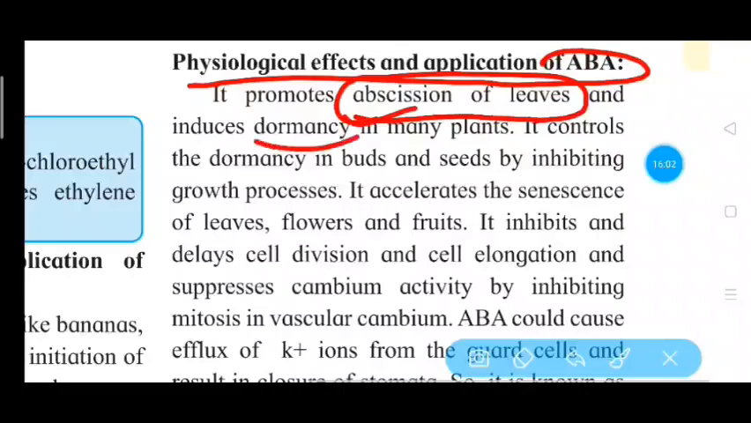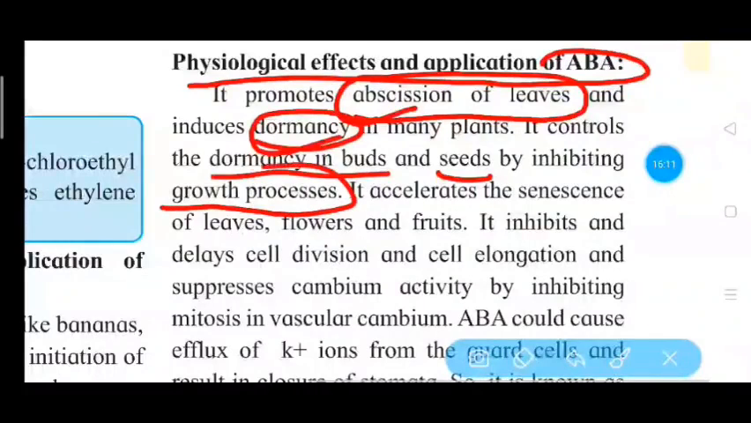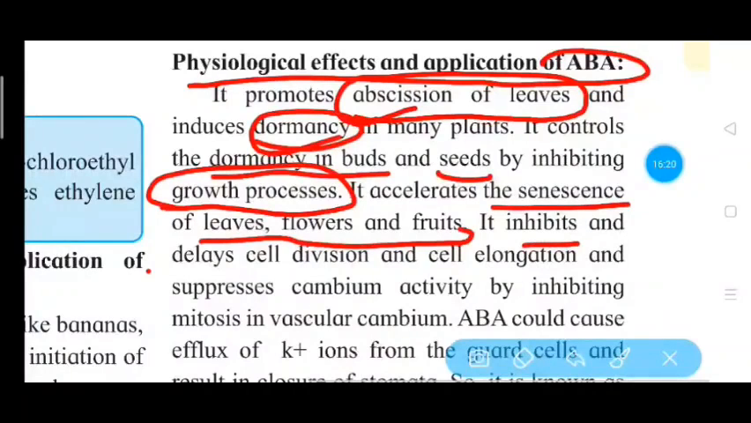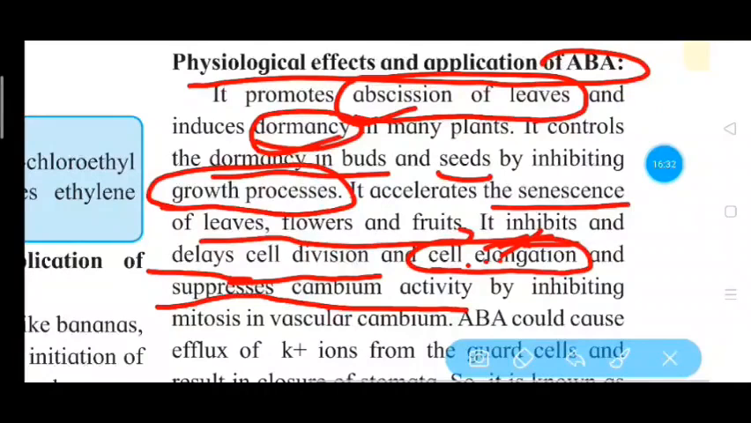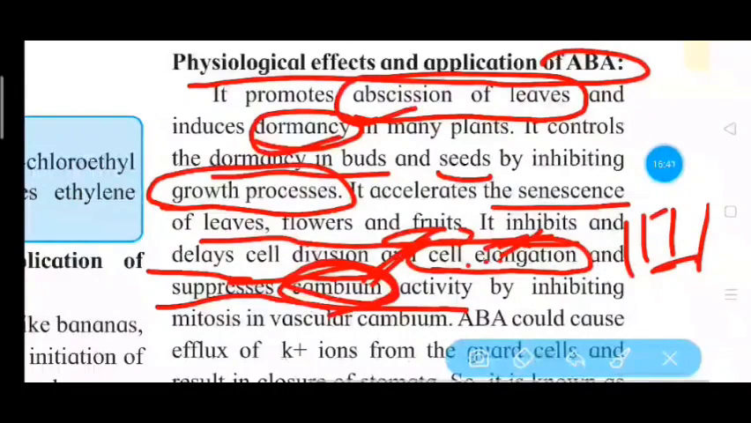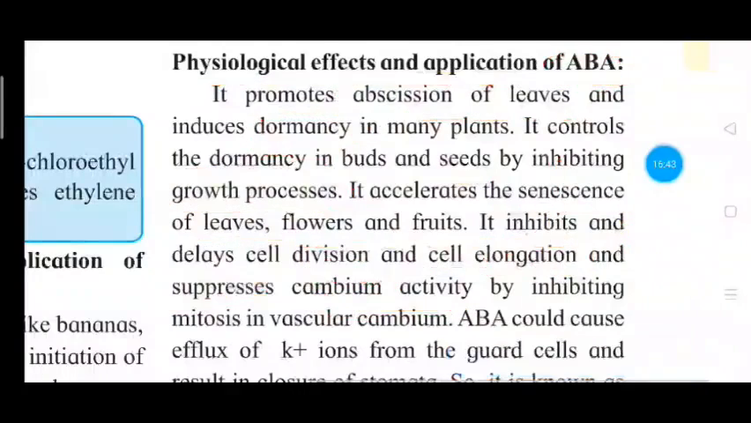It induces dormancy in many plants. It controls dormancy in bud and seeds by inhibiting the growth process. It accelerates the senescence of leaves, flower and fruit. It inhibits and delays cell division and cell elongation. It inhibits growth directly, and suppresses the cambium activity, meaning if cambium activity stops, the girth of the plant will not increase, it remains as it is. In this way it inhibits the growth.